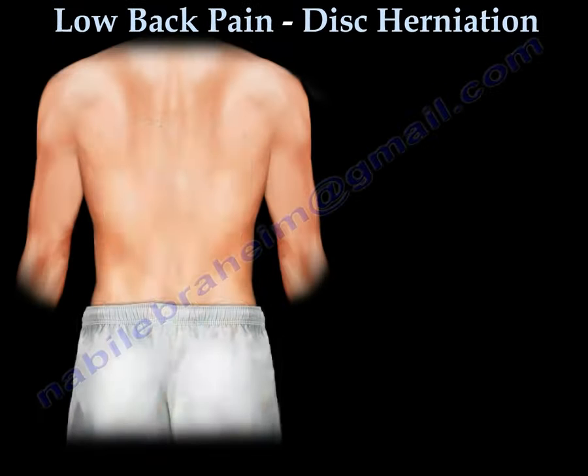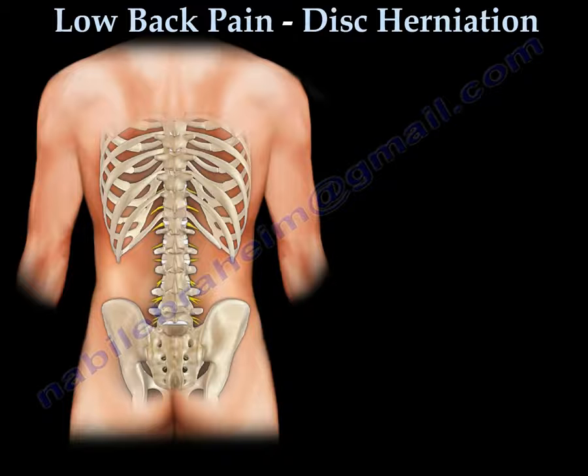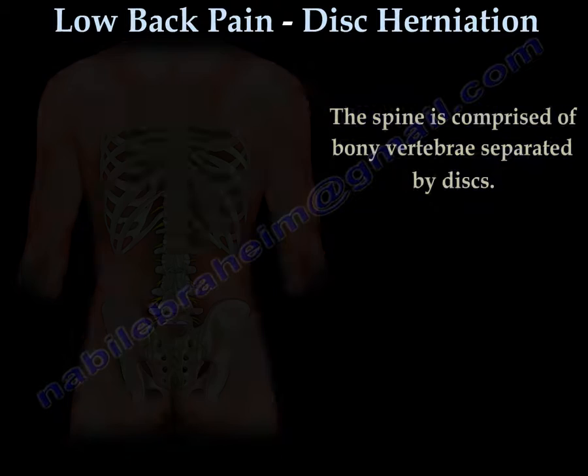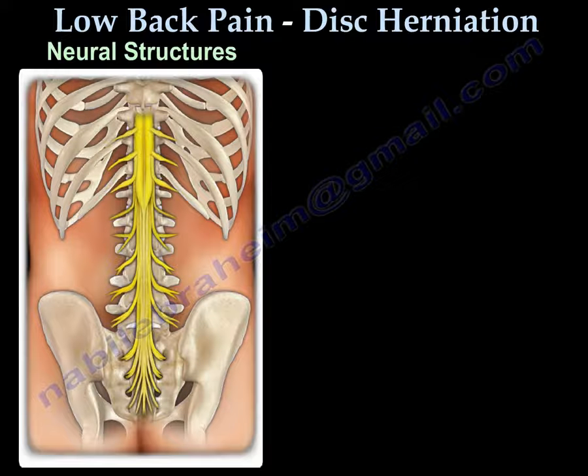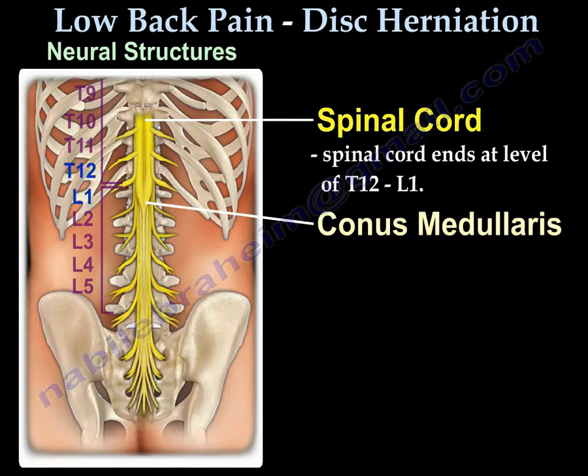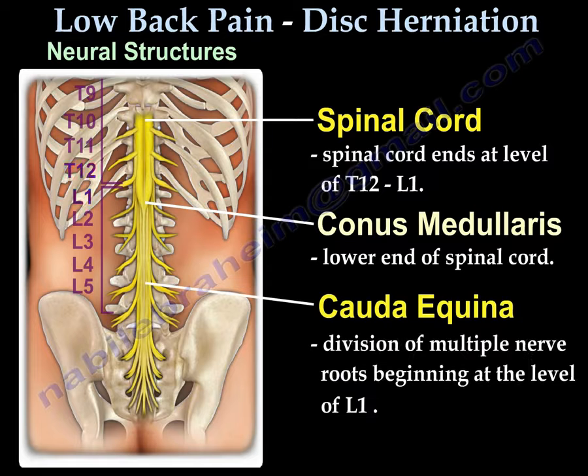This is a low back pain disc herniation video. The spine has bony vertebrae separated by discs. The neural structures: you find the spinal cord, which ends at the level of T12-L1, the conus medullaris, which is the end of the spinal cord, and the cauda equina, which is a lot of nerve roots, usually begins at the level of L1.